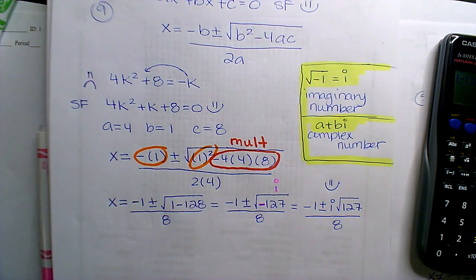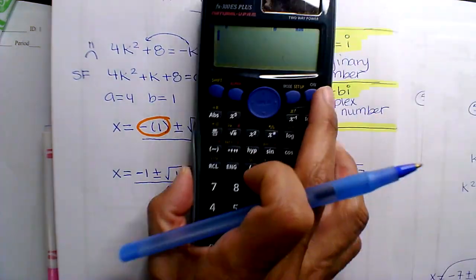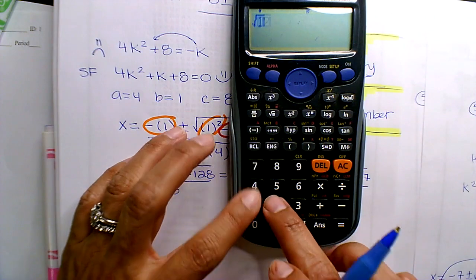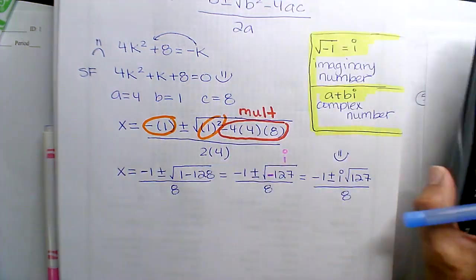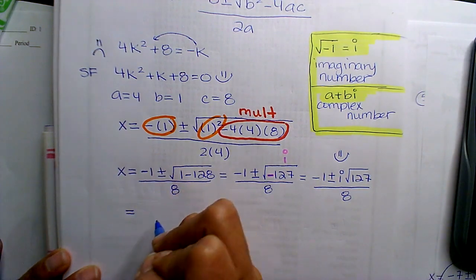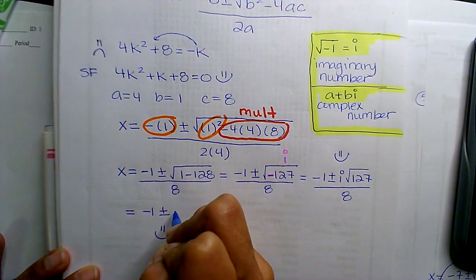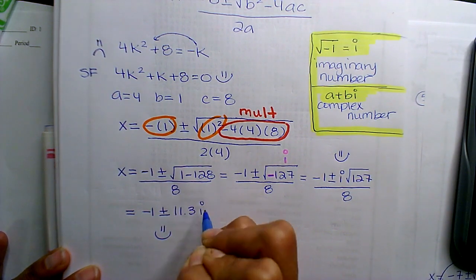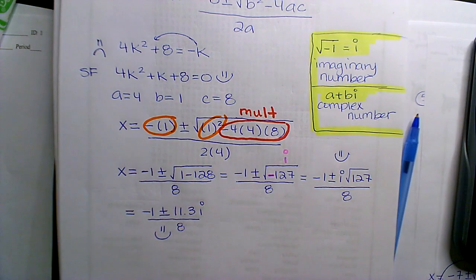Excellent. Okay, if you want to go further, if you want to take the square root of 127, hit the calculator, I get 11.3. So if you want to be really awesome, what did I say, 11.3? i, 8, here let's still highlight the i's.